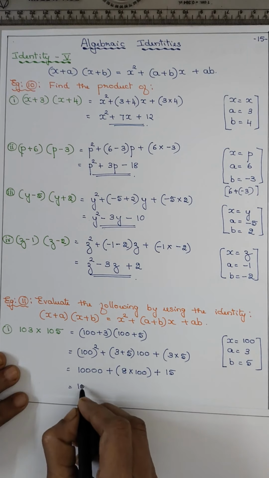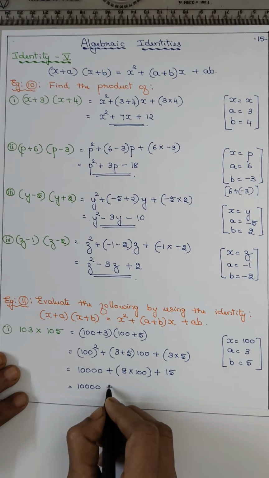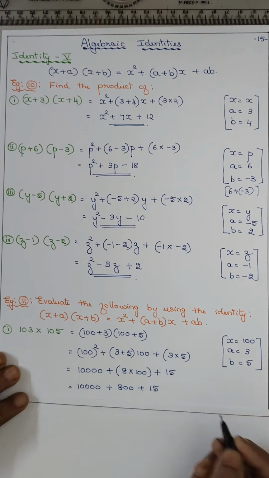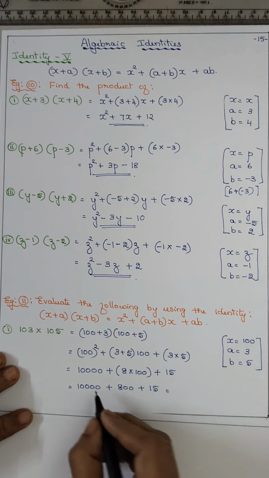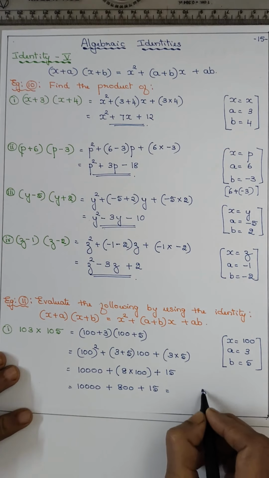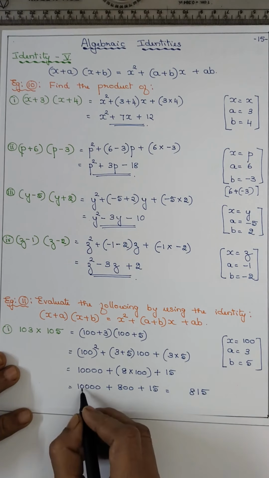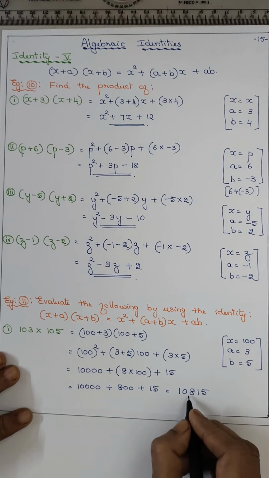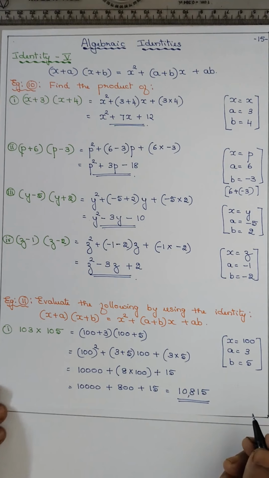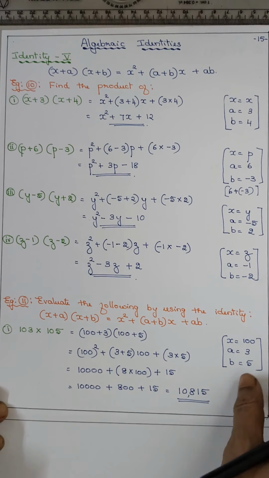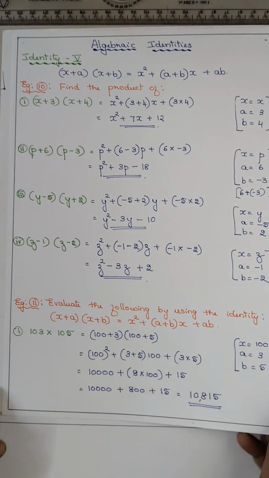Now it is 10,000 plus 800 plus 15. That means in the ones place it is 5, tens place 1, hundreds place 8, thousands place 0, 10,000s place 1. So the answer is 10,815. Is it clear? That was example 11, question number 1.